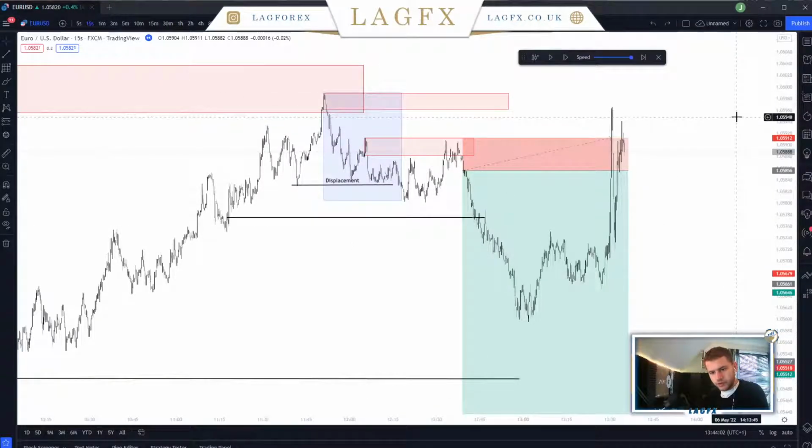LAGFX. Structure is everything in the world of Forex. Indicators, lines, and everything else comes after. Yeah, 100%.